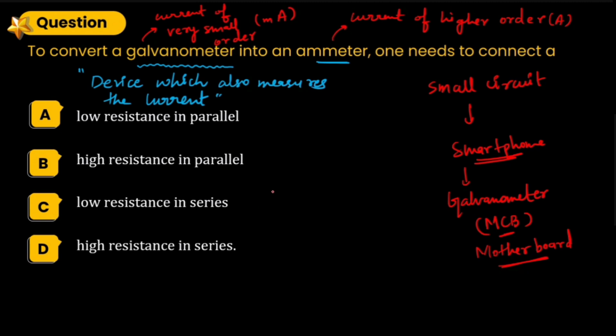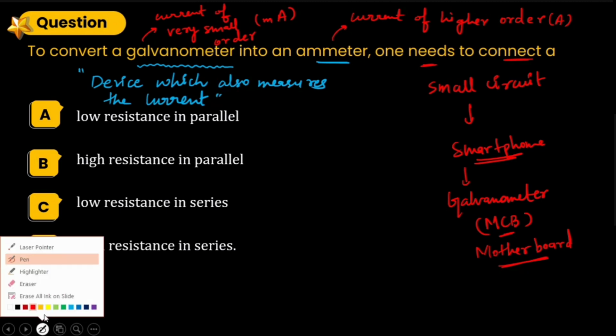The question says, to convert a galvanometer into an ammeter, in order to use a galvanometer as an ammeter. In some case, someone doesn't have an ammeter to measure the current, but he has a galvanometer. So how can he make it work like an ammeter? How can we convert a galvanometer into an ammeter? One needs to connect a.